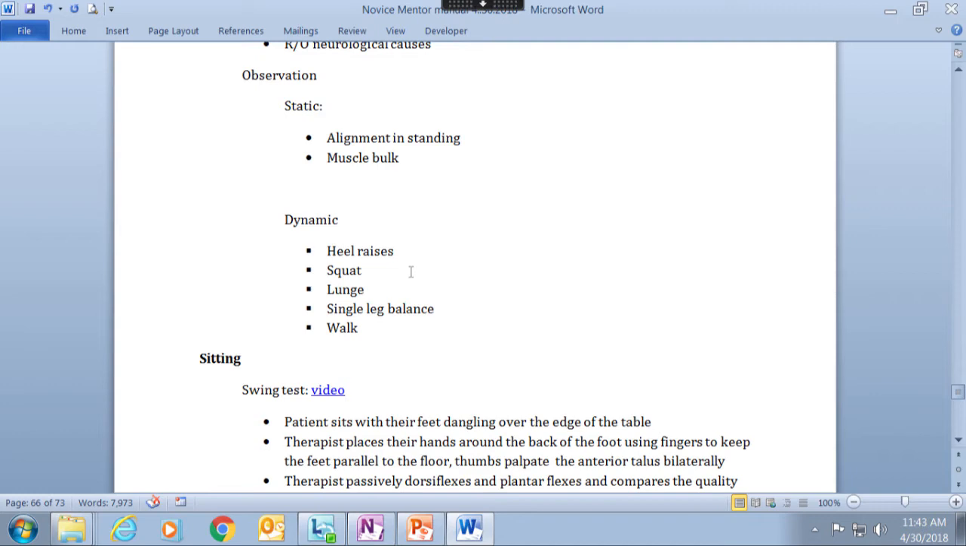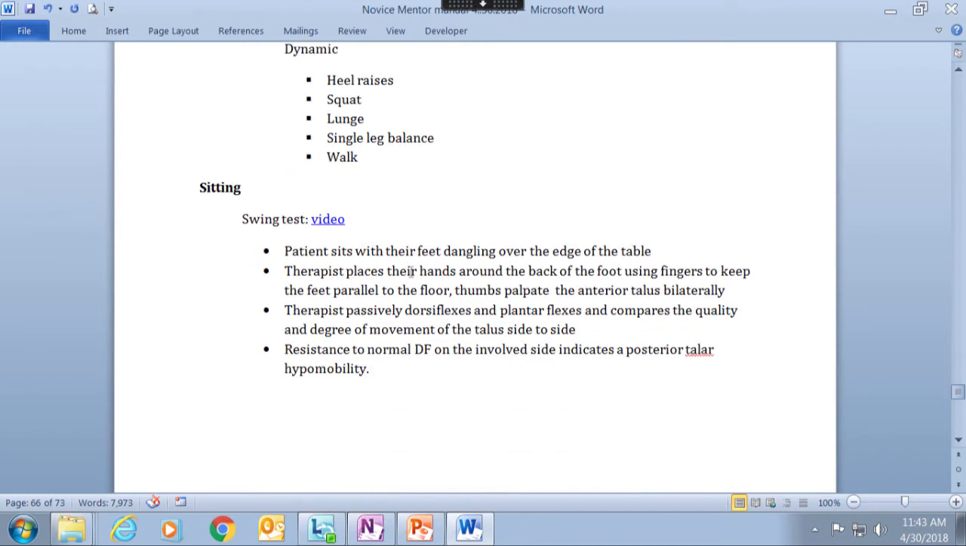Single leg balance, one of the key points to that is looking at weight shift. So we want to see, does the patient maintain the same height as they go from both legs to a single leg? That's important to see. As they lose it, there might be a lack of motor control in the hips or ankle.